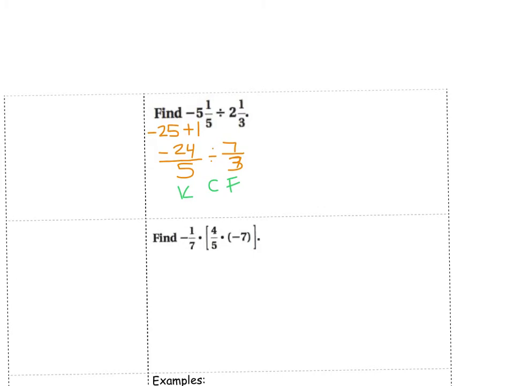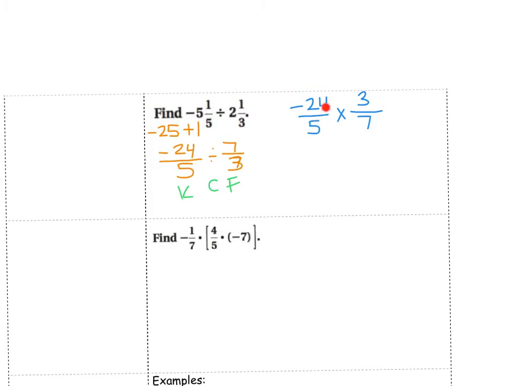So I'm just going to write that over here. So we are keeping the -24/5. And then we're changing the division sign to multiplication. And then we are flipping the 7/3 to 3/7. And now we just get to multiply across.